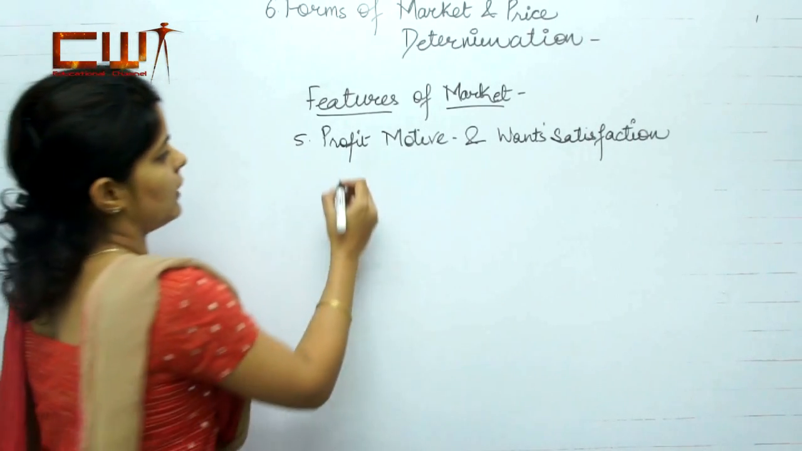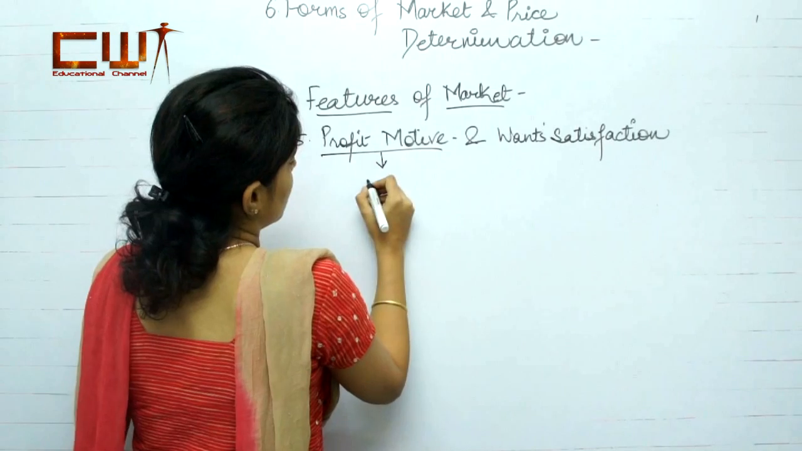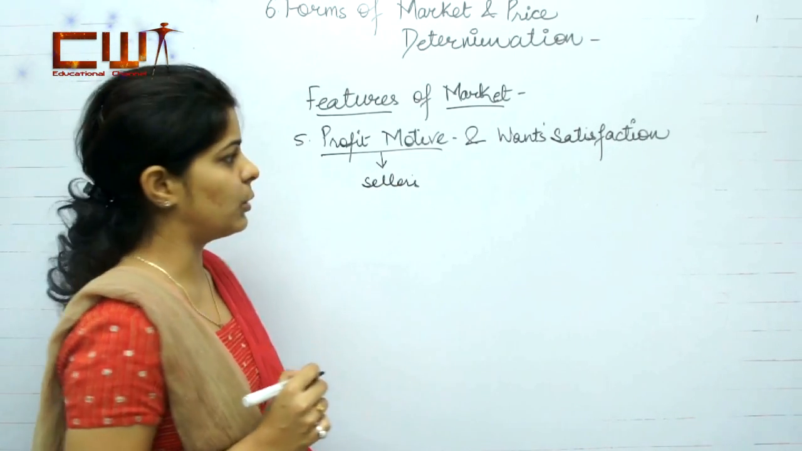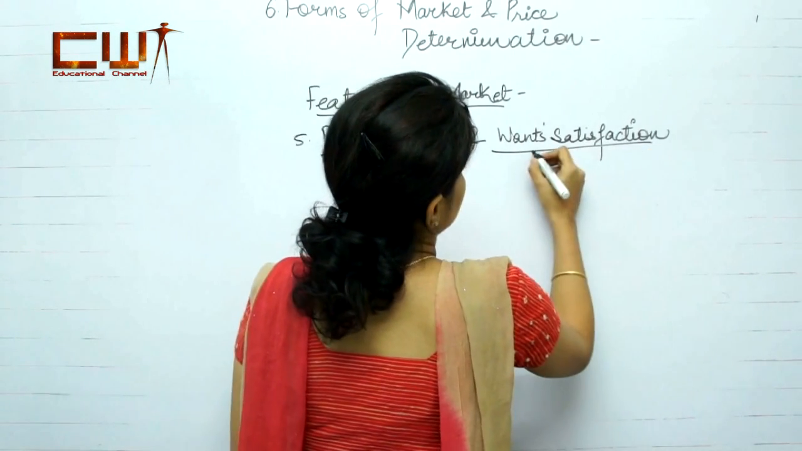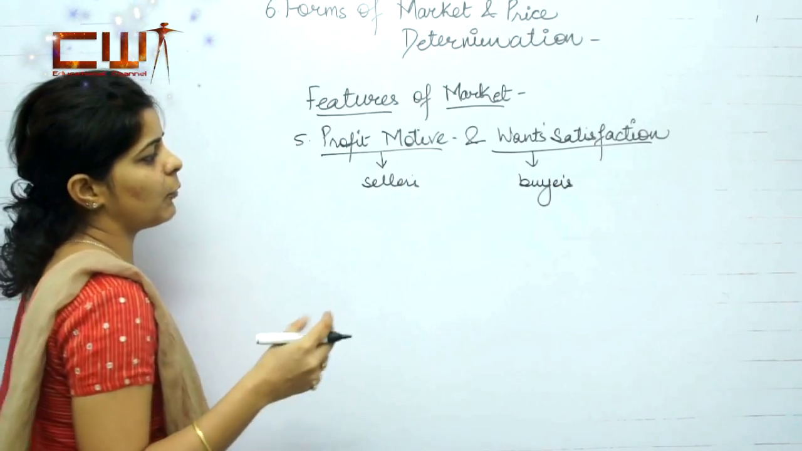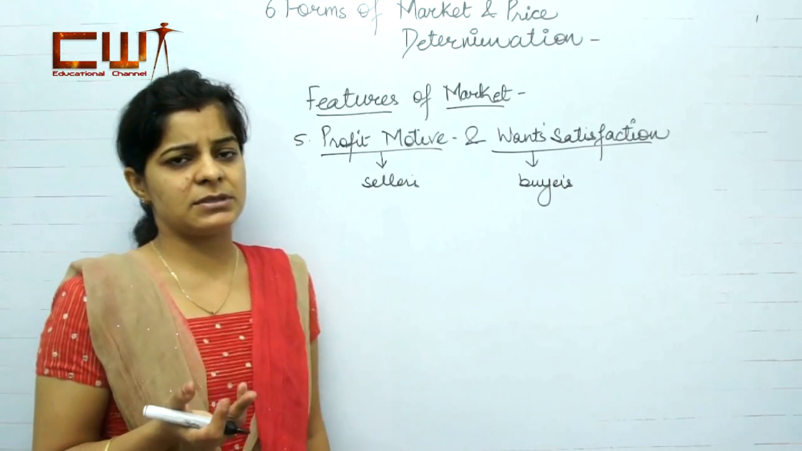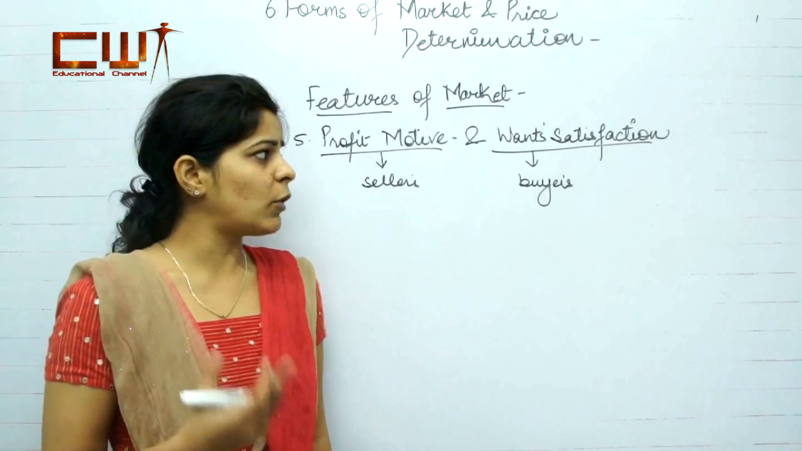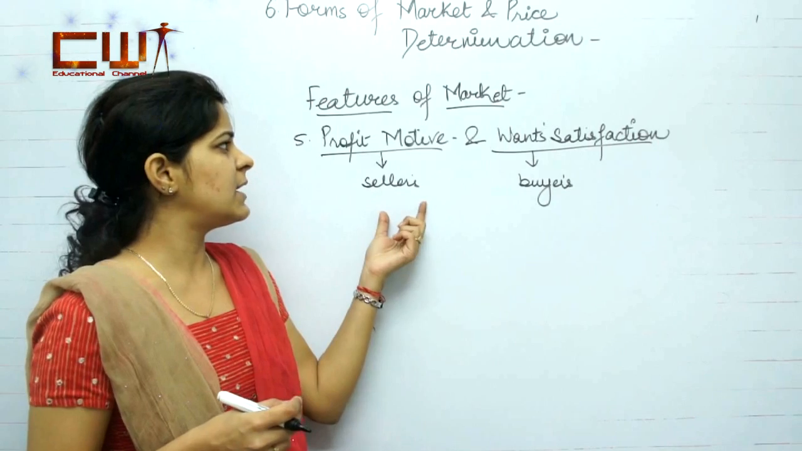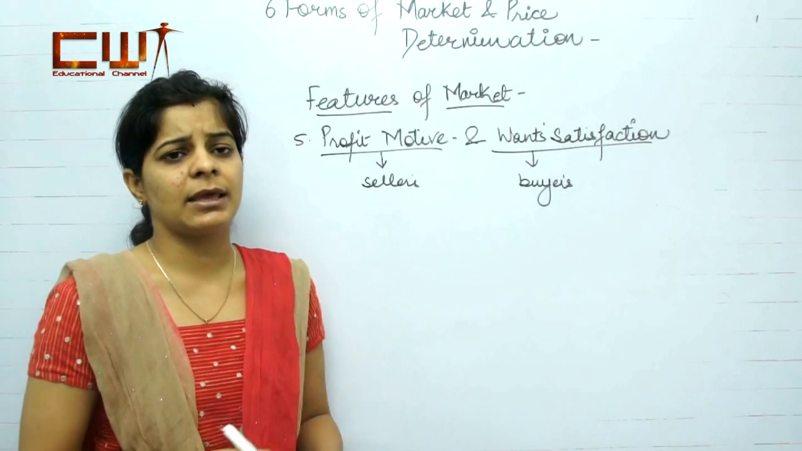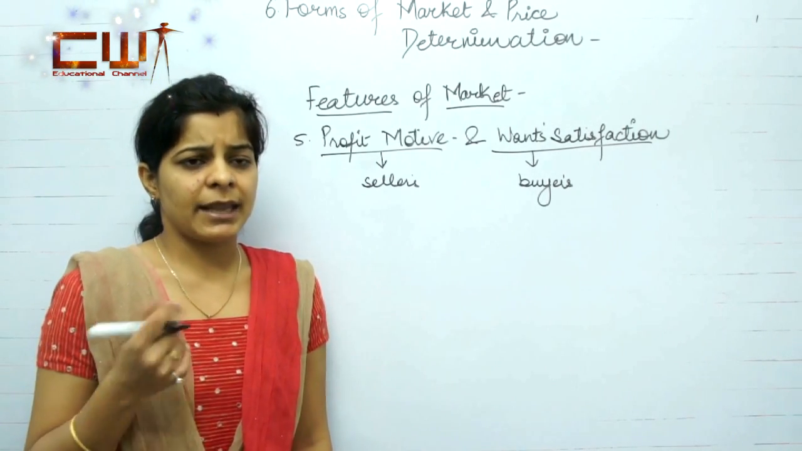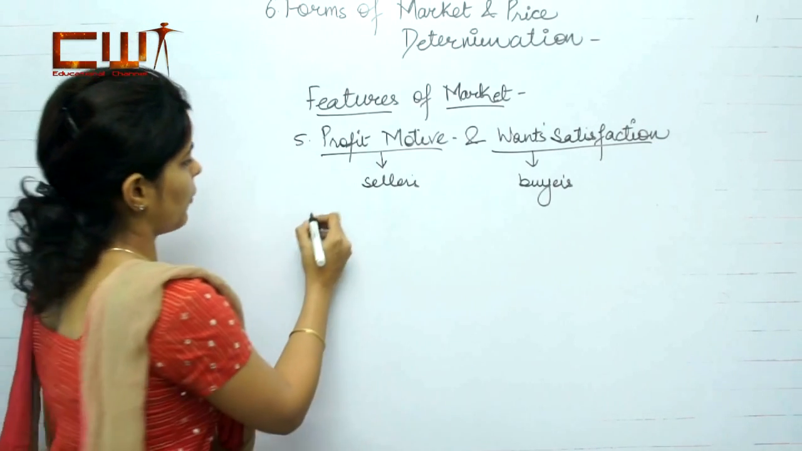So profit motive is from the seller's point of view. The sellers are selling the goods in order to earn profit, and want satisfaction is from the buyer's point of view. So why do they both meet each other? The buyer meets the seller because he wants to satisfy the desires or needs which he has, and sellers meet the buyers because they can satisfy them with the goods that they are producing, give them to the buyers, take money from them and earn profits.